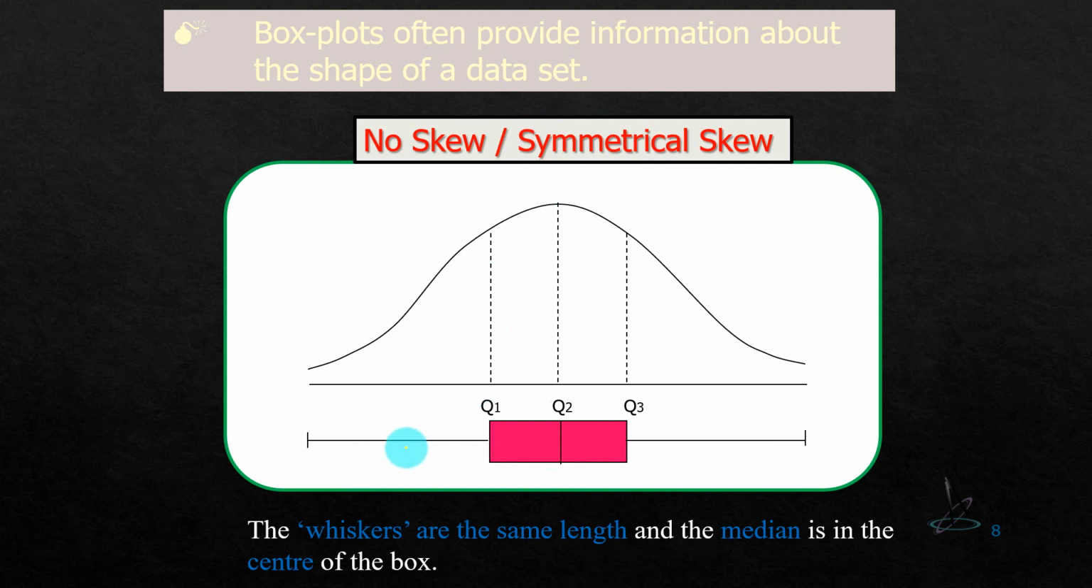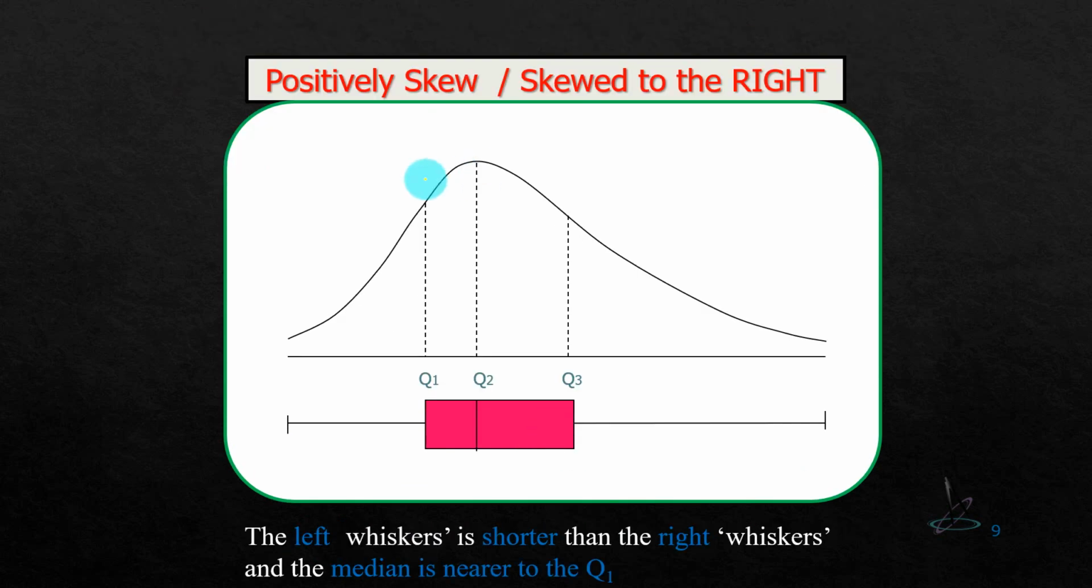So for example, if the data has no skew or if the data is symmetrical, you can see that the whiskers are the same length. So this length over here is equal to here. So they are about the same length. And then you can see that the distance from Q1 to Q2 is almost equal to Q2 and Q3. So median is right at the center of the box. So this is why the distribution is called symmetrical, because you can see that Q2 is exactly at the middle of the box.